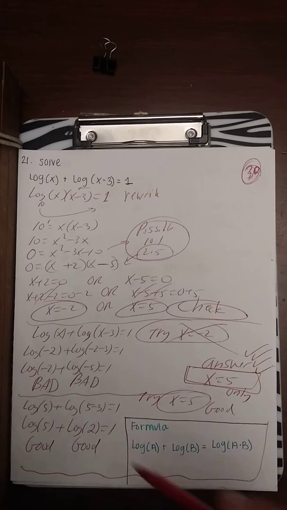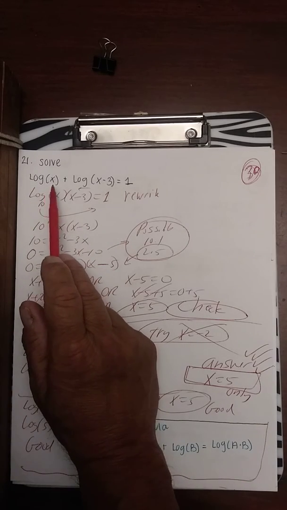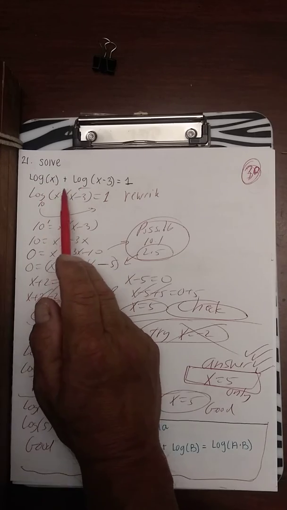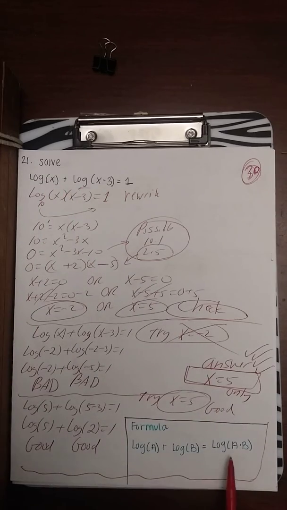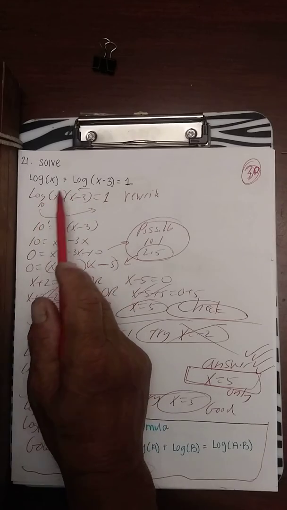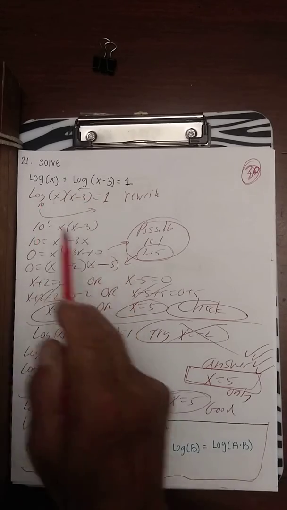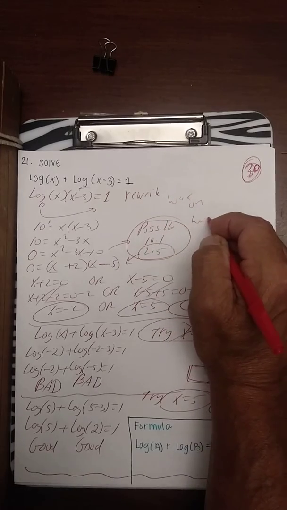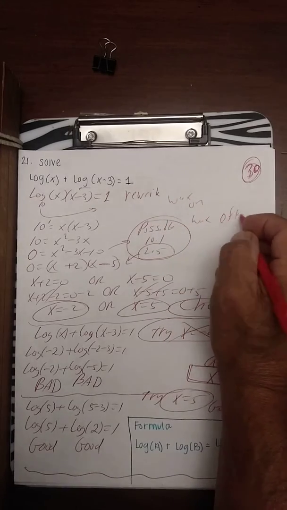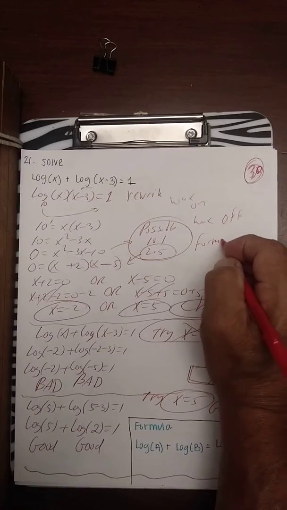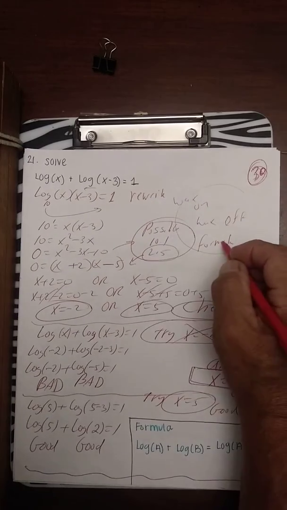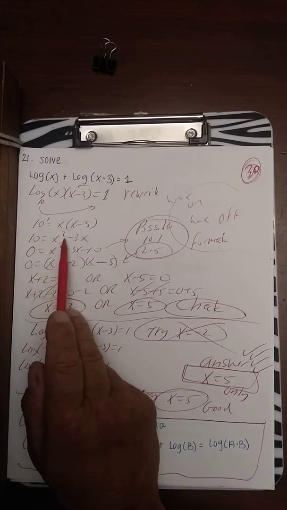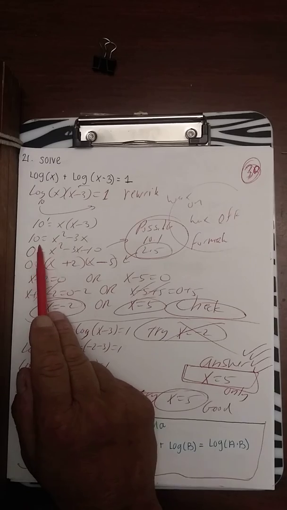Alright, let's solve this log equation here. Since you have log of x plus log of x minus 3, put them together, because log of a plus log of b is log of ab. There it is. And this is base 10, so 10 to the power of this, like that wax on, wax off kind of thing, wax on, wax off formula. So now we have x squared minus 3x equals 10.